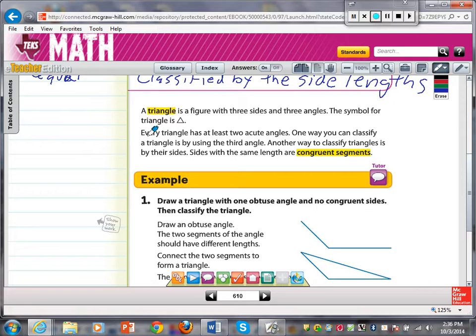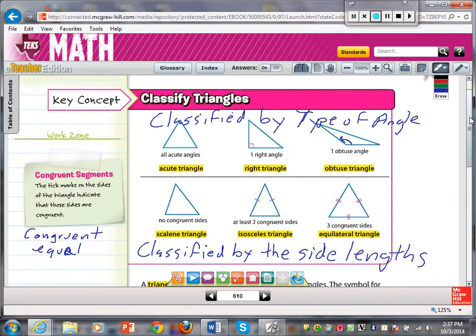It says here now, every triangle has at least two acute angles. This is important. Every triangle has at least two acute angles. One way you can classify a triangle is by using the third angle. Another way to classify triangles is by their side length. So this is one way of classifying it, and then this is another way of classifying it. So as you saw at the top, either you can classify them by the type of angles or by the side length.